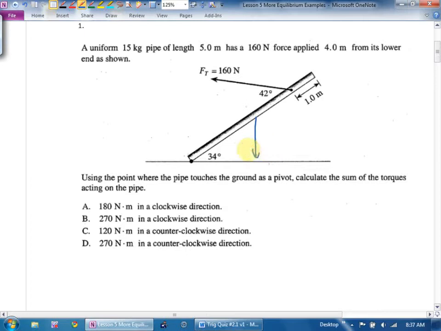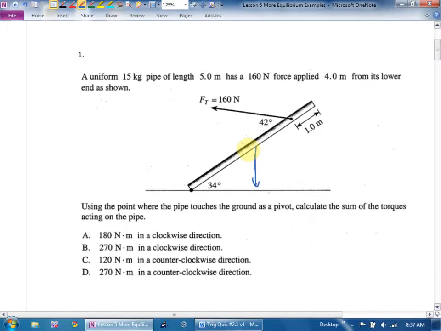And it's. Is the screen frozen? I'm sorry. There we go. Let's try that. Could have sworn I hit that button. Thank you.